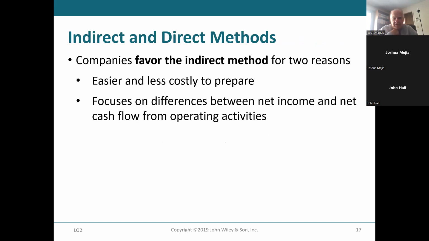Companies favor the indirect method. It's easier, and less costly to prepare, and it focuses on the differences between net income and net cash flow. You've heard us talk a little bit in the last 6 weeks about a company that might be showing tremendous profits, but they have lousy cash flow. Well, you've got to be careful of those companies because there's a disconnect there that's going to erupt shortly.